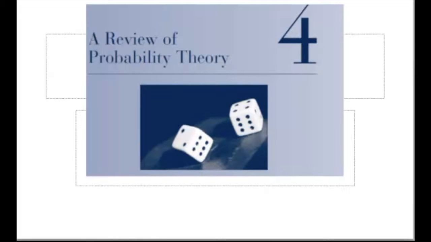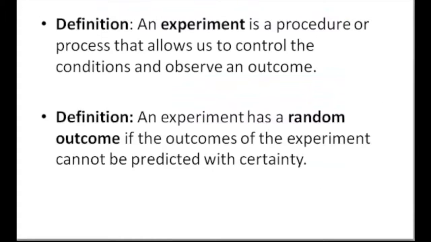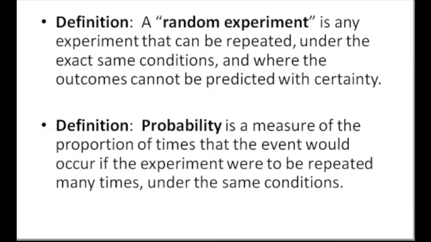This video discusses probability covered in Chapter 4. First, some definitions. An experiment is a procedure or process that allows us to control the conditions and observe an outcome. An experiment has a random outcome if the outcomes of the experiment cannot be predicted with certainty. A random experiment is any experiment that can be repeated under the exact same conditions and where the outcomes cannot be predicted with certainty.